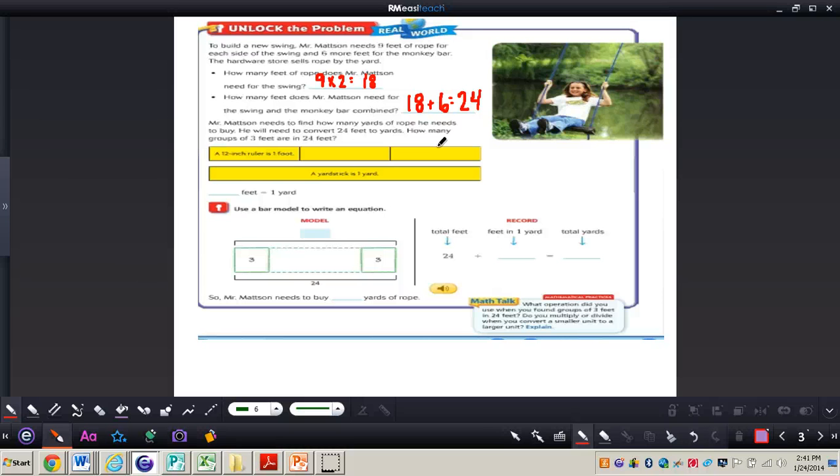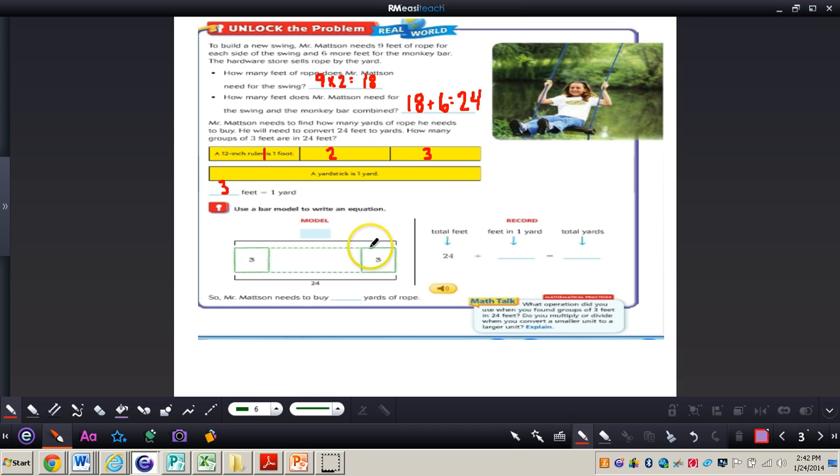Okay, so we can see that this little picture here says a 12-inch ruler is 1 foot, and this represents a yardstick. So you can see that 1, 2, 3 feet equals 1 whole yard. You can see this right here. This is not necessarily 3 feet if you were to measure it, but it is drawn to scale there. So 3 feet does equal 1 yard.